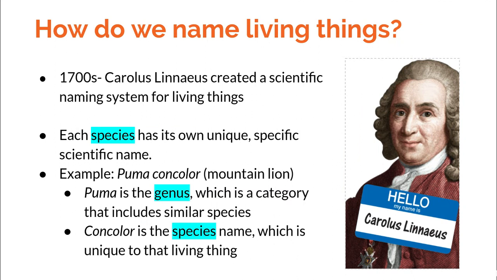For this naming system, we have an example here. For a mountain lion, the scientific name is Puma concolor. So puma is what we call the genus. That is a category that contains not just the mountain lion species, but a few other species as well. And concolor is the name of the species. So that name is specific to this particular living thing. No other living thing other than the mountain lion has this scientific name.